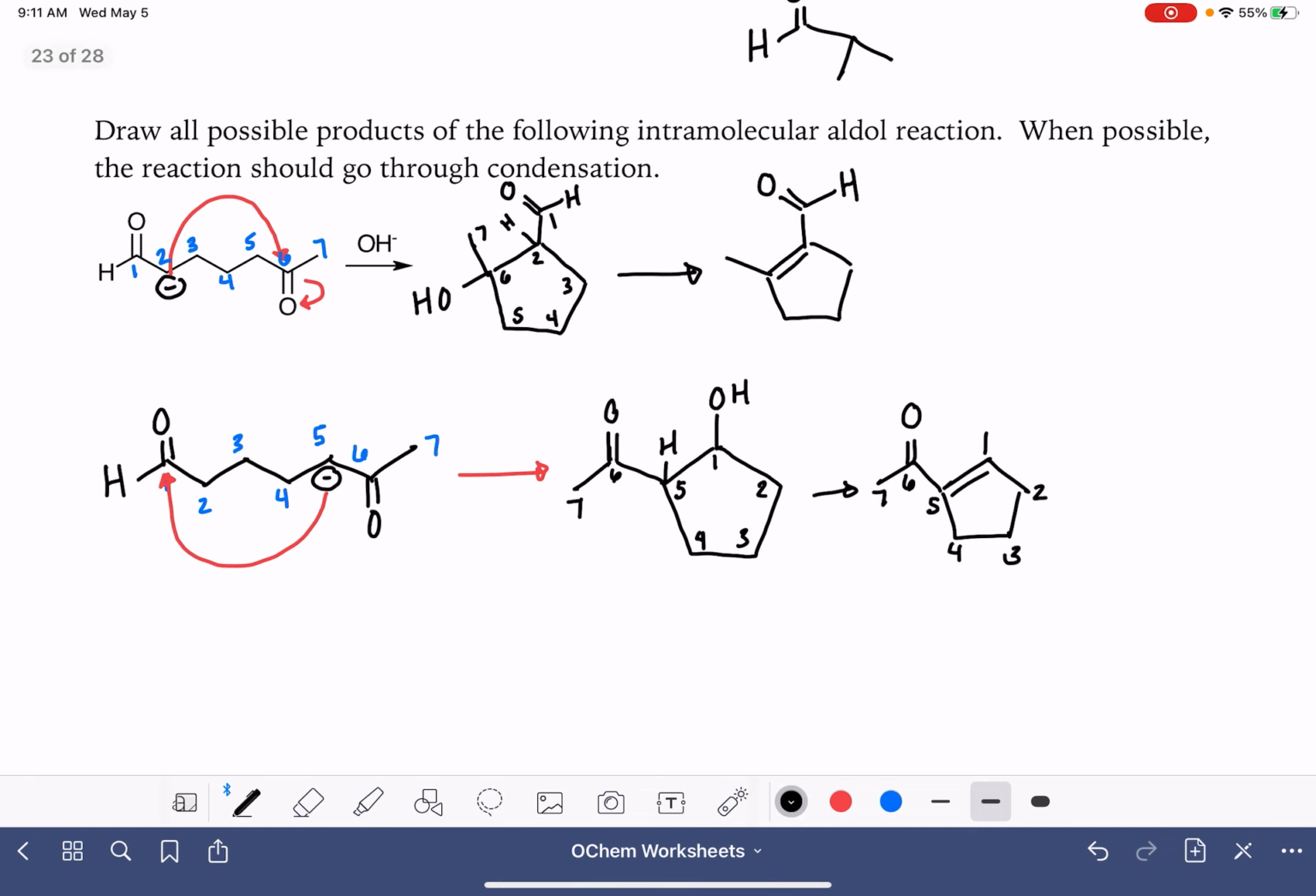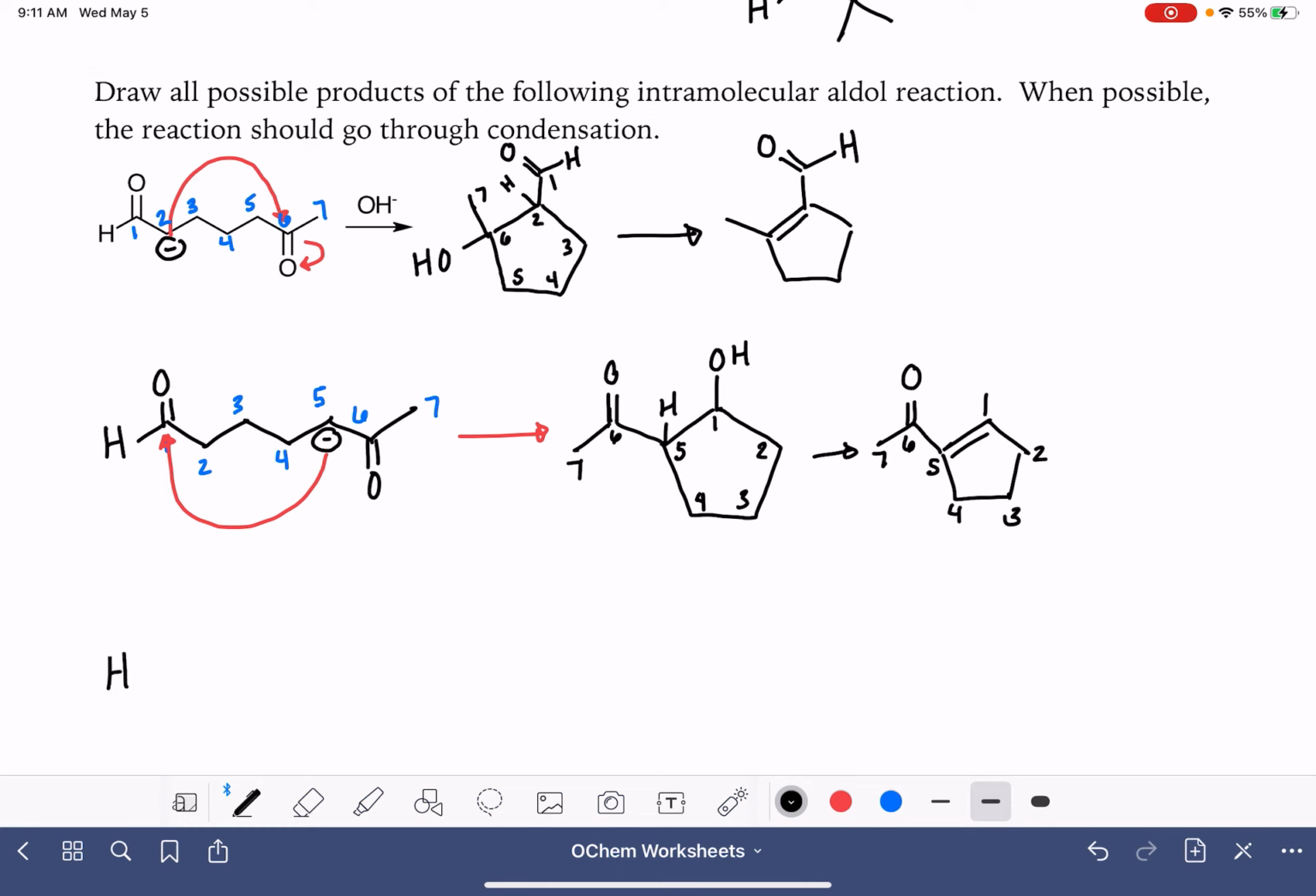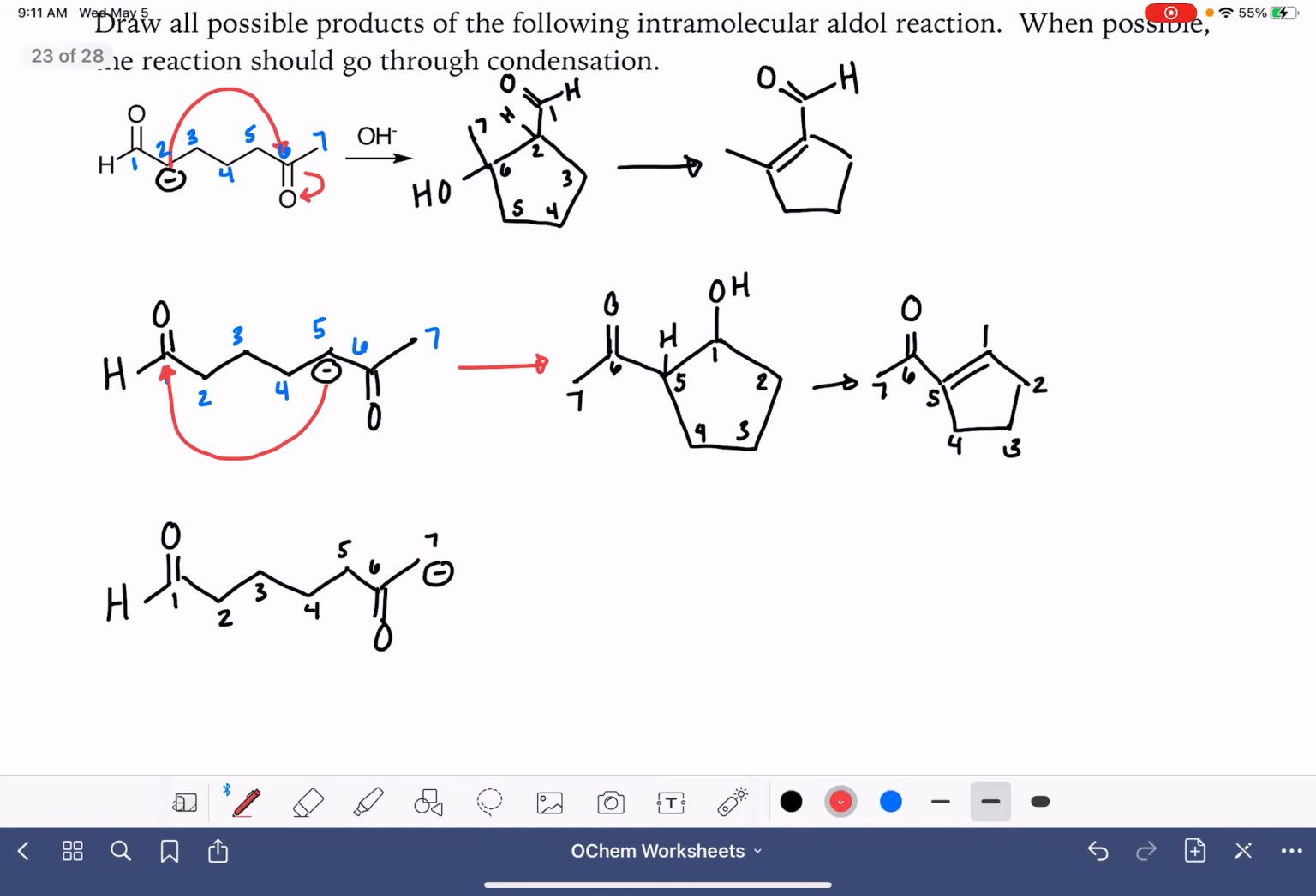We have one more to consider. Remember, there are 3 different possible places where we could have an enolate. 1, 2, 3, 4, 5, 6, 7. So the other possibility is that our enolate is all the way out here on carbon number 7. And in that situation, remember, they don't attack the carbonyl group next to them. They're going to attack the other carbonyl group all the way out there. And this would also give us a ring. This gives us a ring between carbons 1, 2, 3, 4, 5, 6, and 7. That would be a 7-membered ring.